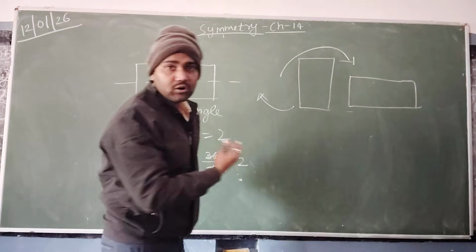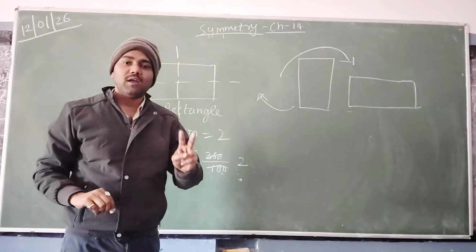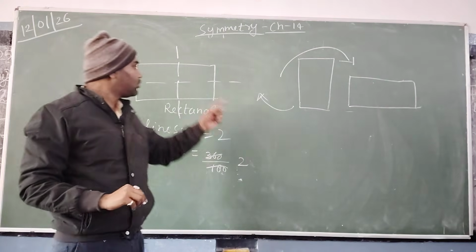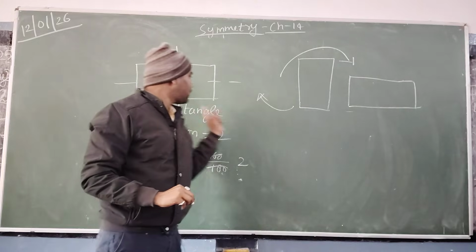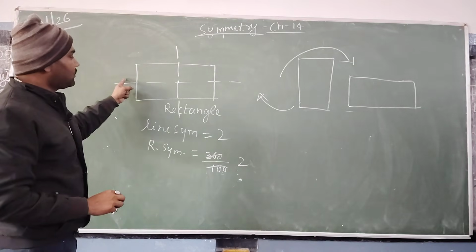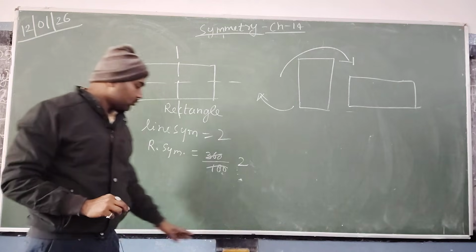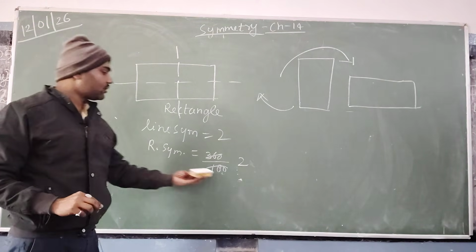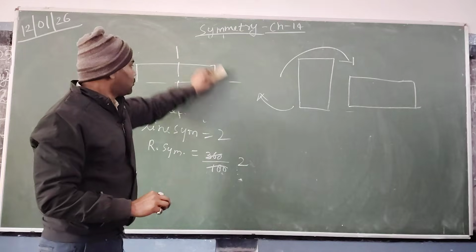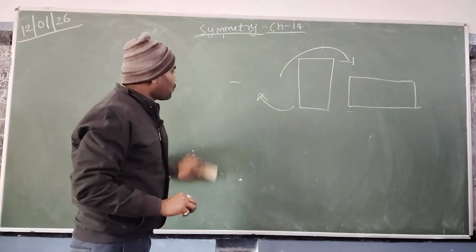So what is its order of symmetry? Order of symmetry means it has to rotate twice to look similar. One rotation at this point and again at this point, so it will look the same. So the rectangle has how many lines of symmetry? Two lines of symmetry, and its rotational symmetry is also of order 2. Okay. Now we will see the square.